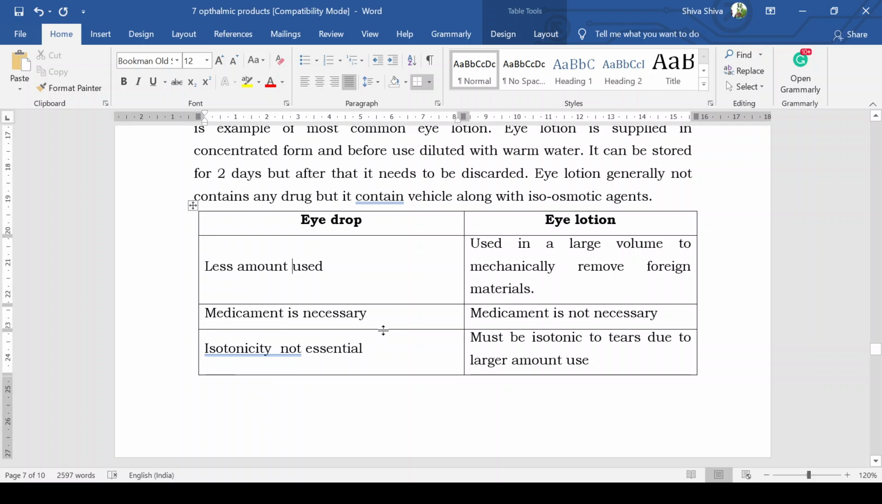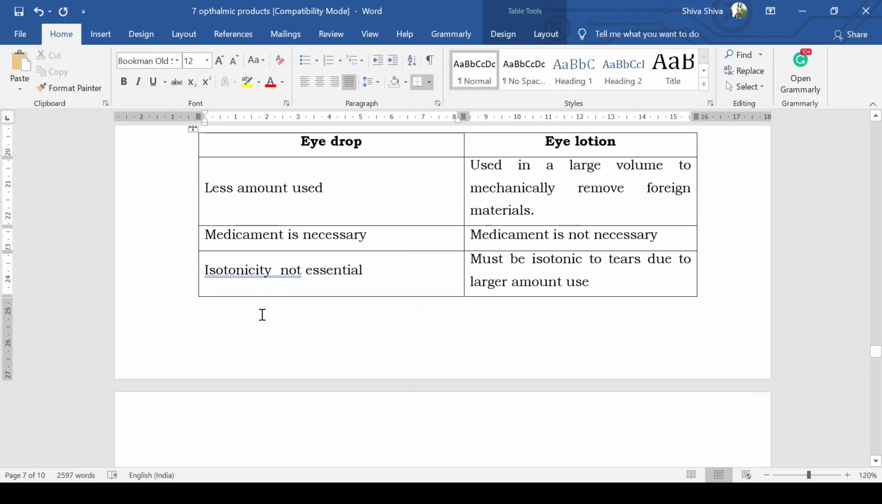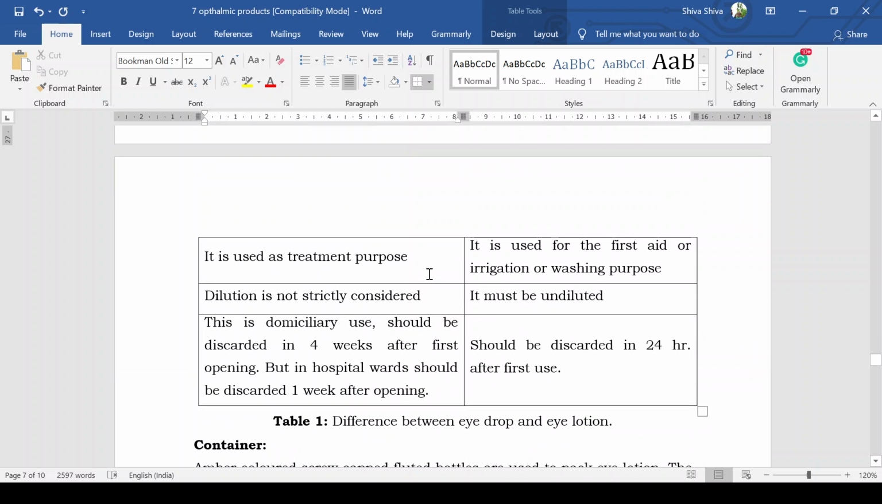Now in eye drop, medicament is necessary. In eye lotions, medicament is not necessary. In eye drop, isotonicity is not essential. But in eye lotions, as it is used in a large volume, eye lotion should be isotonic.